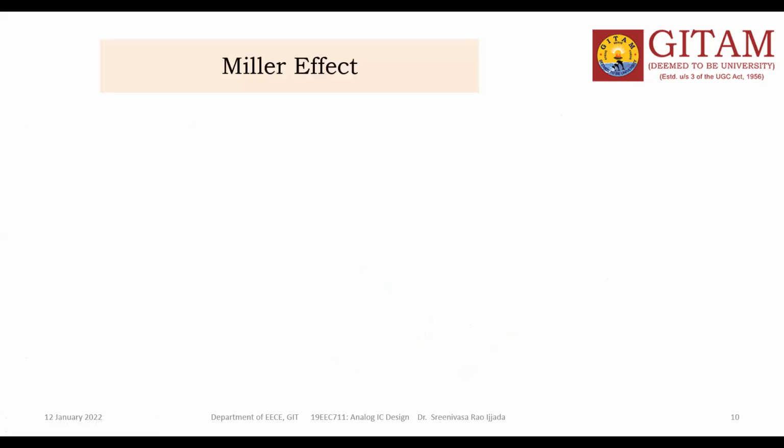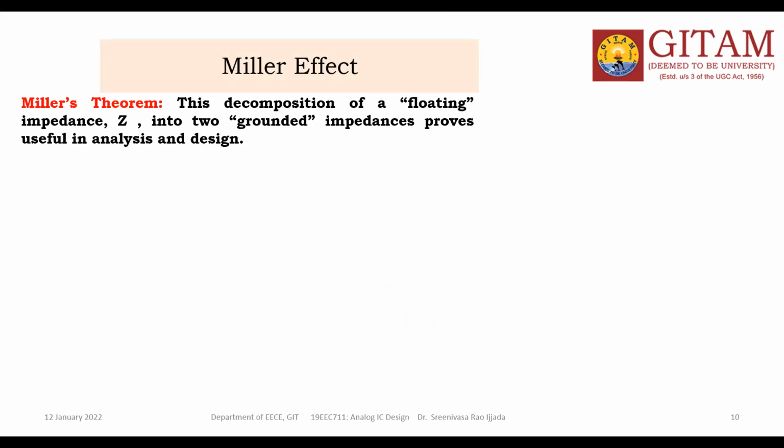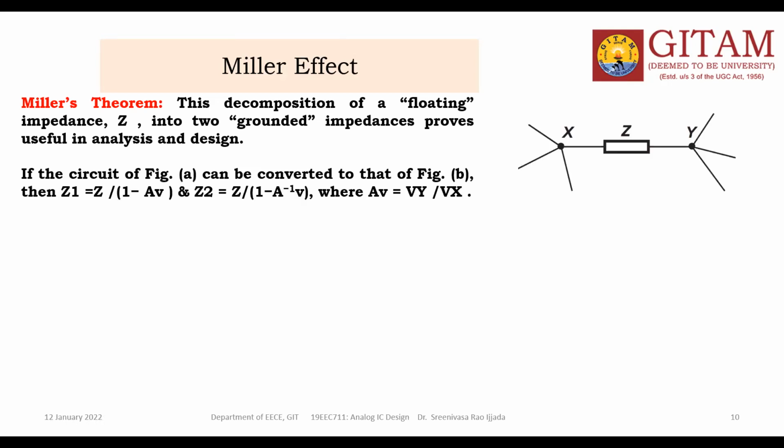So now we come to the Miller effect. What is the Miller effect? The Miller theorem says it is the decomposition of a floating impedance Z into two grounded impedances. For example, here is a circuit. If you take this one, this is the floating impedance Z. Floating impedance means this impedance exists between the nodes X and Y, and there is no ground.